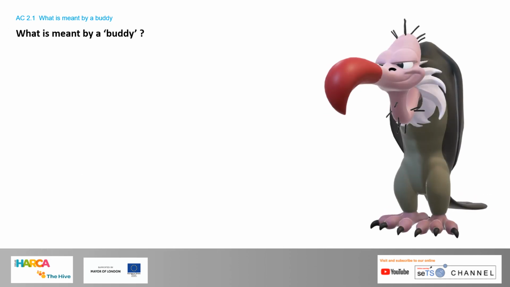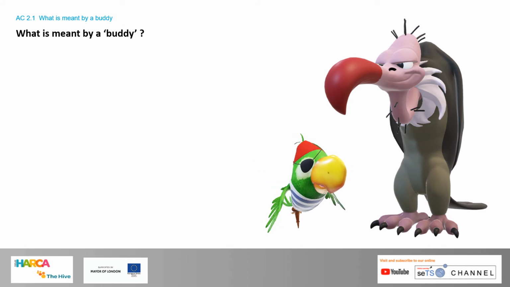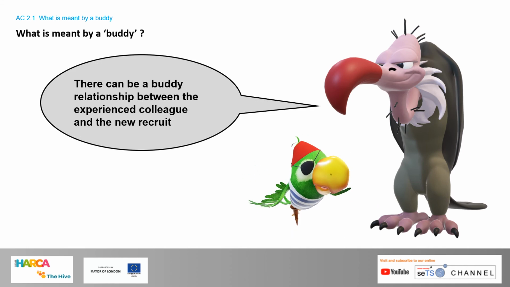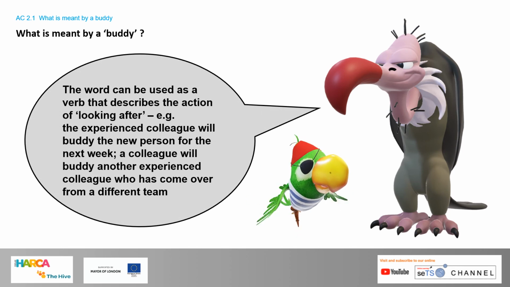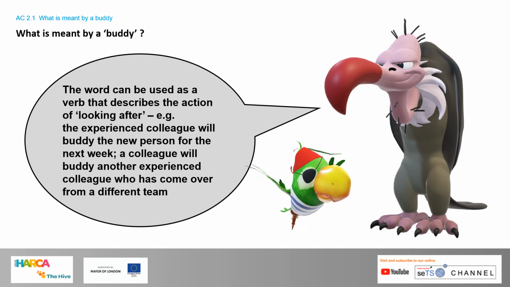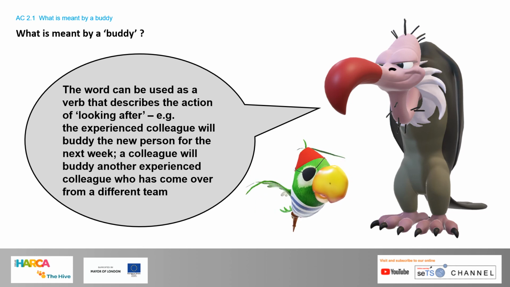What is meant by a buddy? A buddy or mentor will be the experienced person who is given the task of looking after a new person. There can be a buddy relationship between the experienced colleague and the new recruit. The word can be used as a verb that describes the action of looking after. For example, the experienced colleague will buddy the new person for the next week. A colleague will buddy another experienced colleague who has come over from a different team.